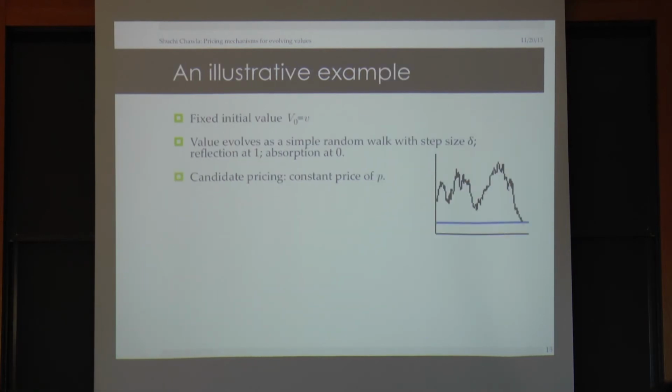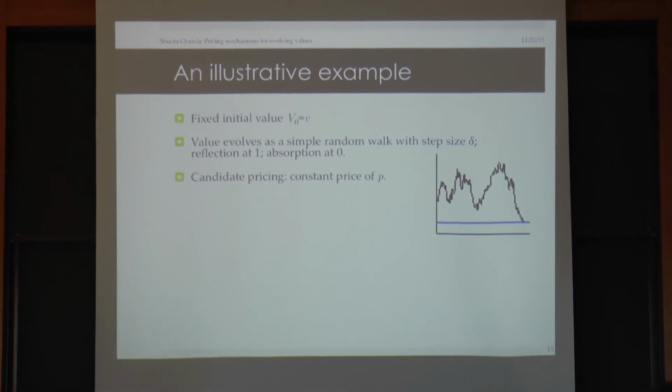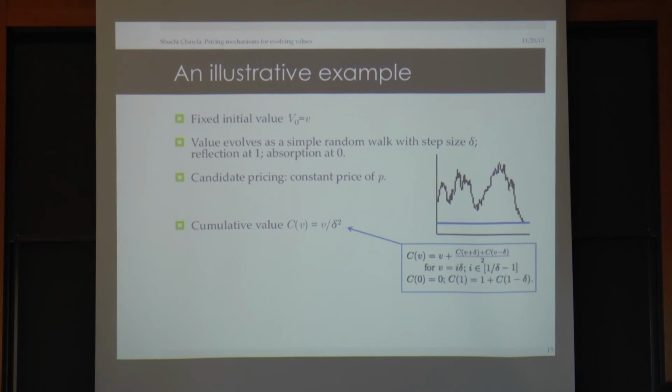Okay, so here's an example that shows that if you were to use a simple pricing where you always set the same price for every time period, then in fact you cannot get such a guarantee. And here I'm assuming that there's a fixed starting point and the value evolution is a simple random walk that's bounded between 0 and 1. And if you do a little bit of math, you can argue that the cumulative value is basically linear in the initial starting value.